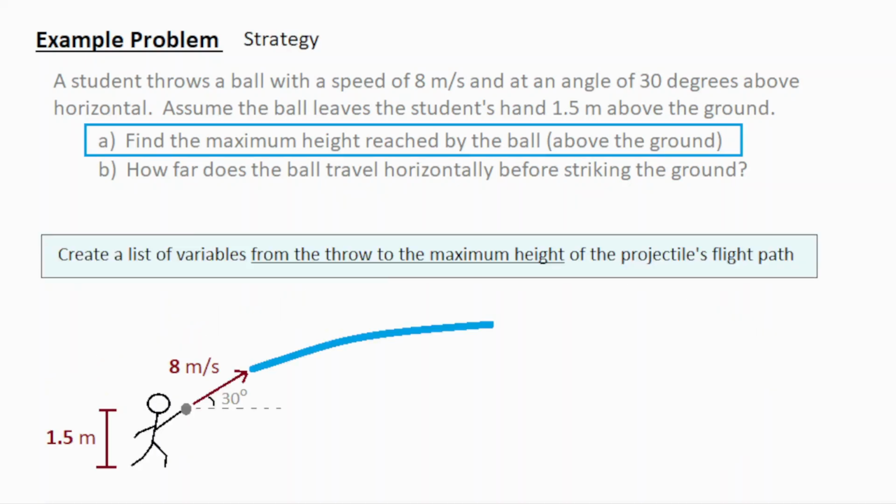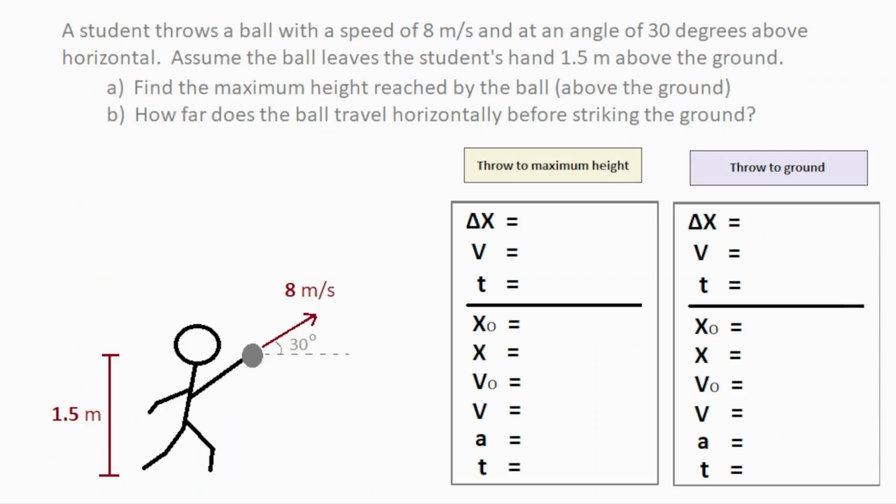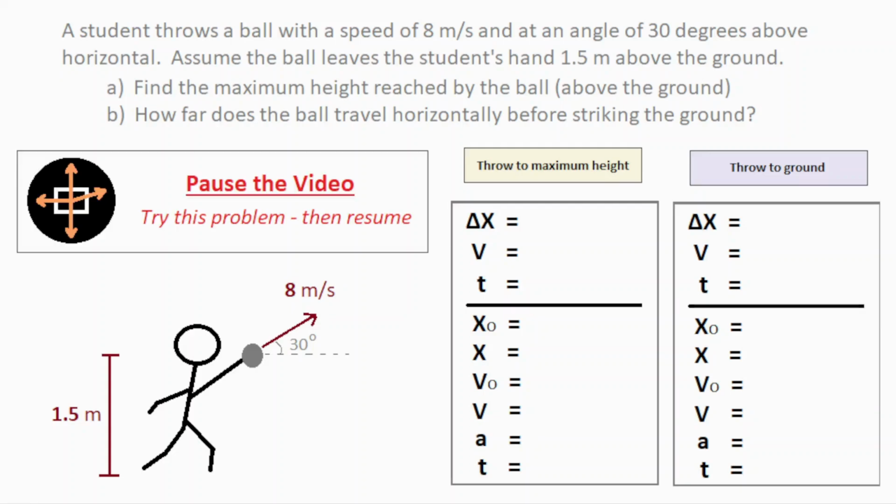For question A, we are looking for the maximum height, so we would want to create a list of variables from the throw point until it reaches its maximum height. That would be the important time frame to analyze. Question B asks how far does it travel before striking the ground. So now we would want to create a list of variables from the throw point all the way to the end of the projectile's flight path. So multi-part questions can be challenging, not only because we have to solve for multiple things, but also because we might have to make multiple lists of variables for each of the important time frames. At this point, if you want to pause the video and try to fill out these 2 lists yourself, feel free to do so, and then resume when you're ready. I'll talk you through each of them in a minute.